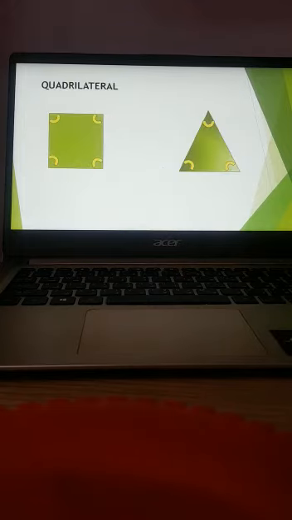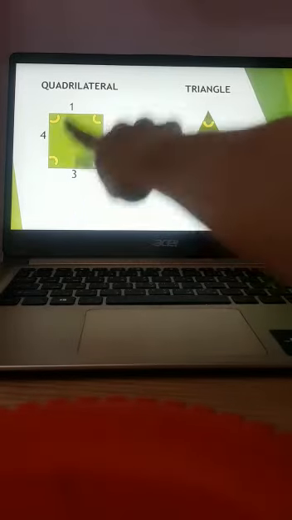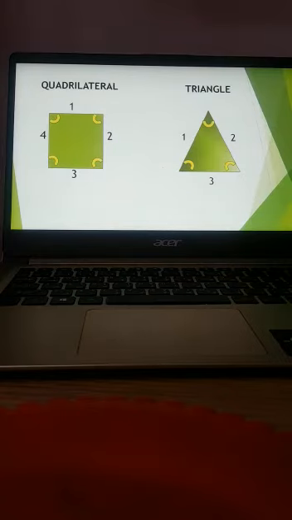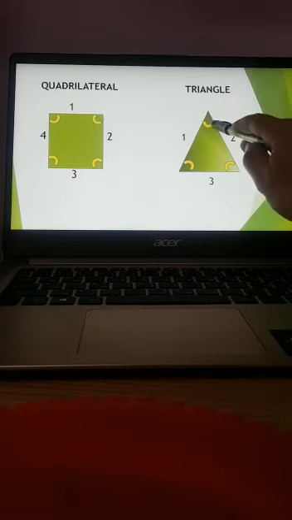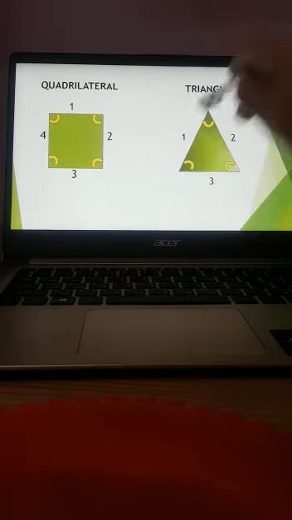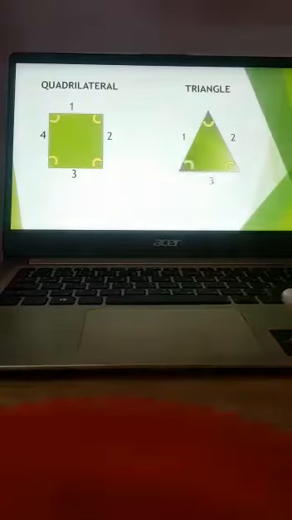Let's have a look at the quadrilateral. The quadrilateral has 4 straight sides, 4 vertices, and 4 angles. This is an angle, this is an angle, this is an angle, this is also an angle, okay? Here is the triangle. The triangle has 3 angles as well. This is the first angle, second angle, and third angle, okay? So these are the 3 angles of the triangle, okay?